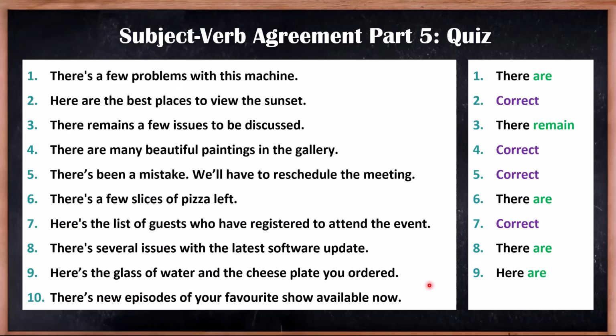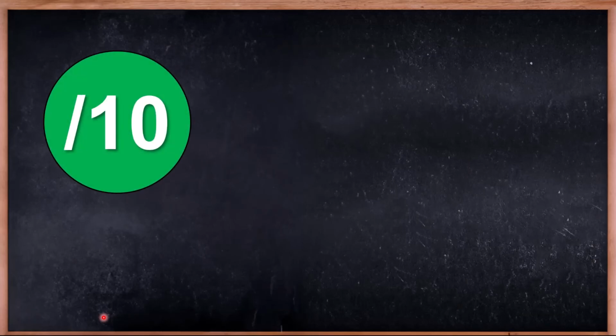And finally, number 10 is also incorrect. It should be there are new episodes of your favorite show available now, because episodes is plural, so we need a plural verb. Okay, so we had some tricky questions in this quiz. Let me know how many you got correct out of 10.